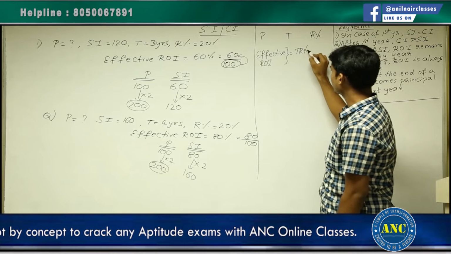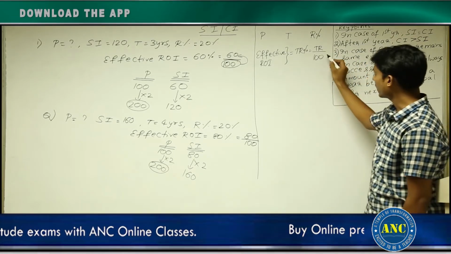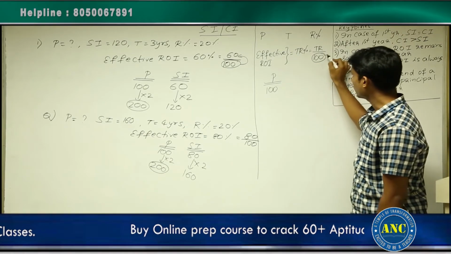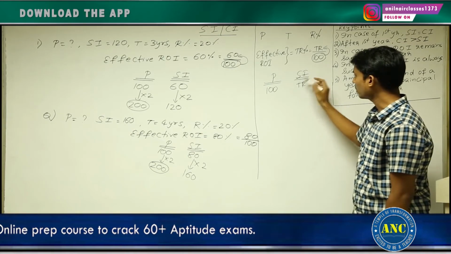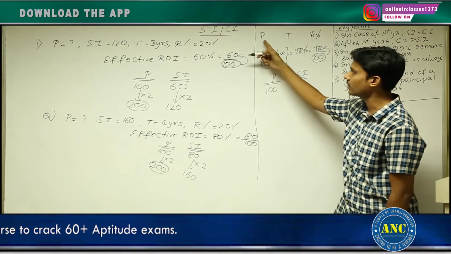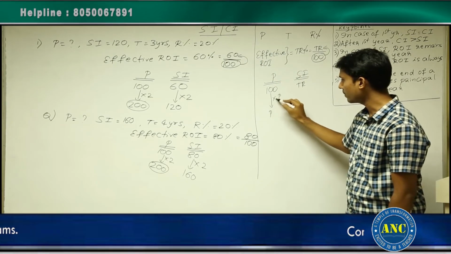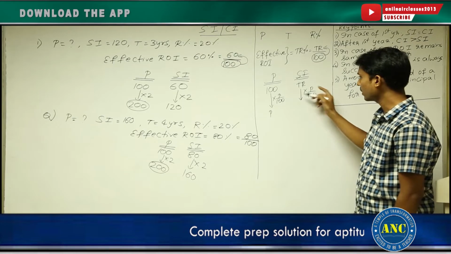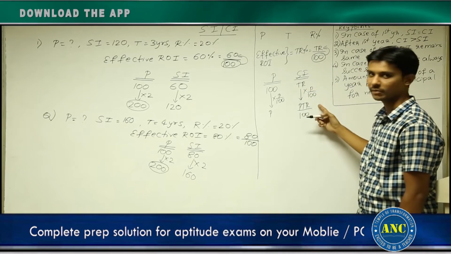What is the meaning of TR percentage? TR by 100. That means if I have taken 100 rupees from you, I will give you TR rupees extra. Agreed? But I am not taking 100 rupees from you. How much I am taking from you? P rupees. 100 should become P. Multiply by P by 100. Multiply this side also by P by 100. What is P by 100 into TR? PTR by 100. Simple interest is PTR by 100.